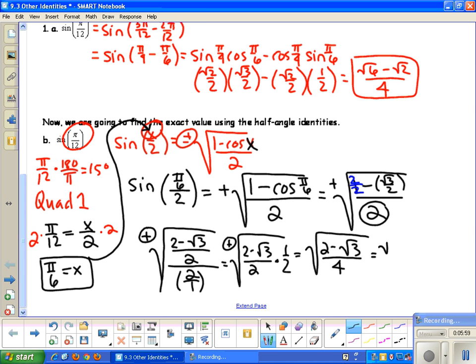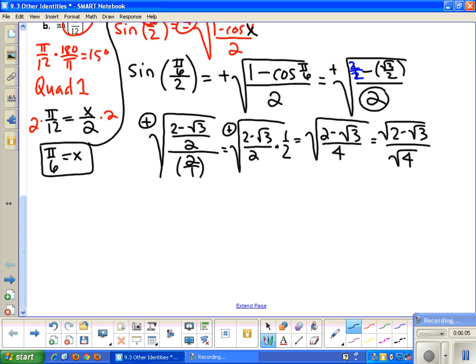And then I get the square root of 2 minus root 3 over the square root of 4, because we don't like fractions underneath our radicals. And then the square root of 4, remember, is just really equal to 2. So remember, it's a positive square root of 2 minus root 3 over, sorry, over 2, because the square root of 4 is 2. And this would be my solution.